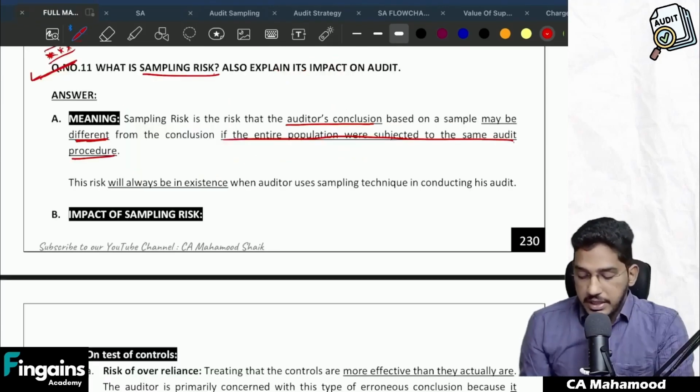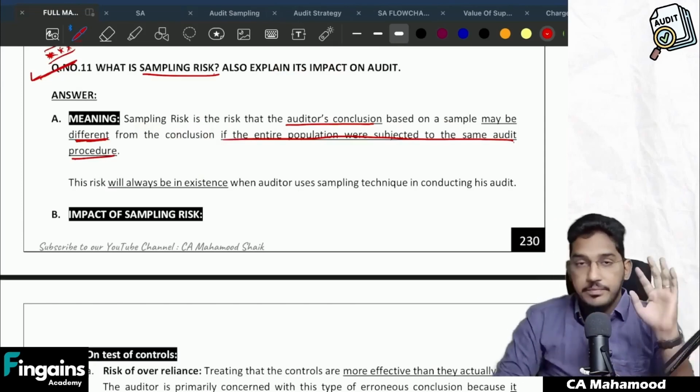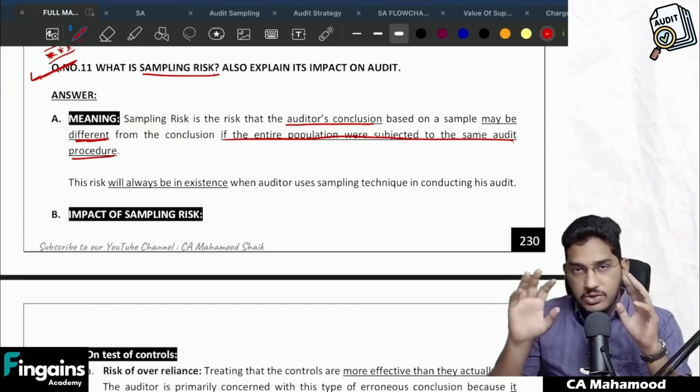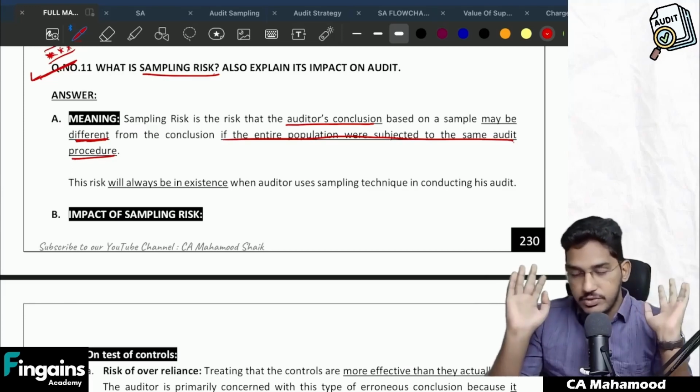So come on guys, repeat everybody. Definition very, very important. So what is sampling risk? Sampling risk is the risk that the auditor's conclusion based on a sample may be different from the conclusions if the entire population were subjected to the same audit procedure.